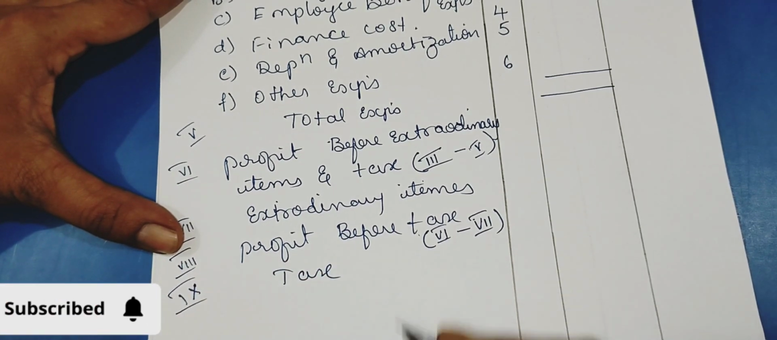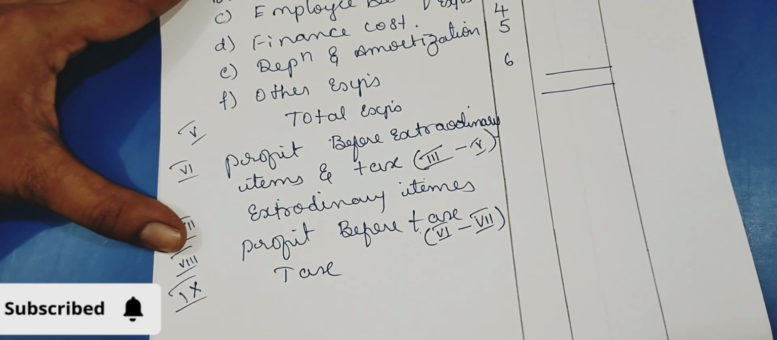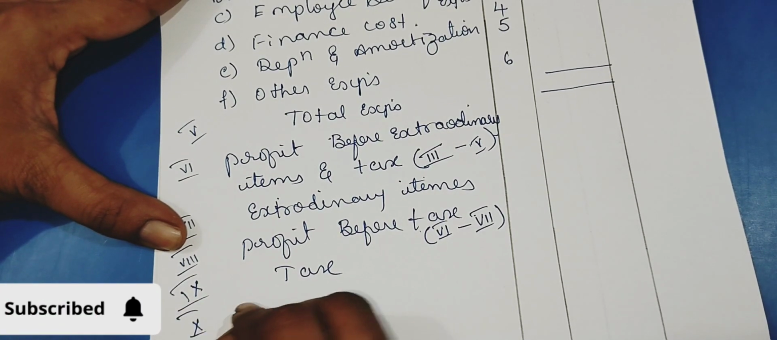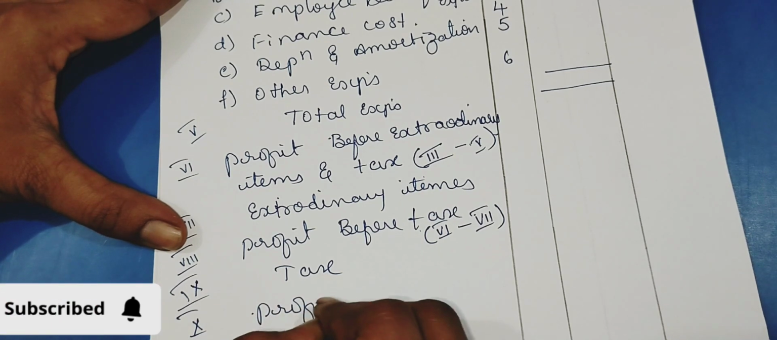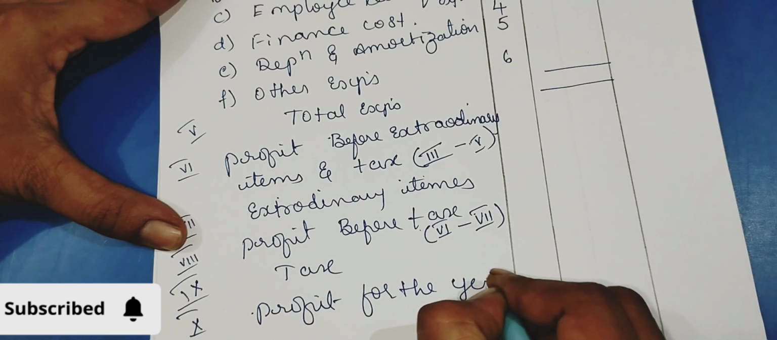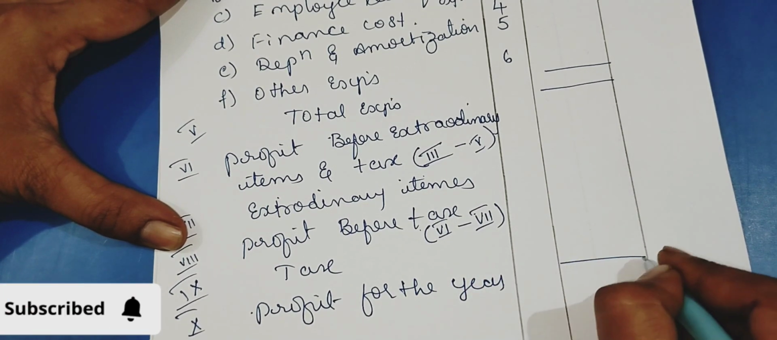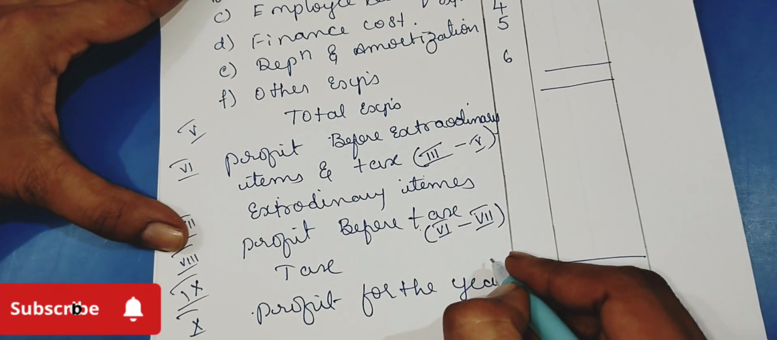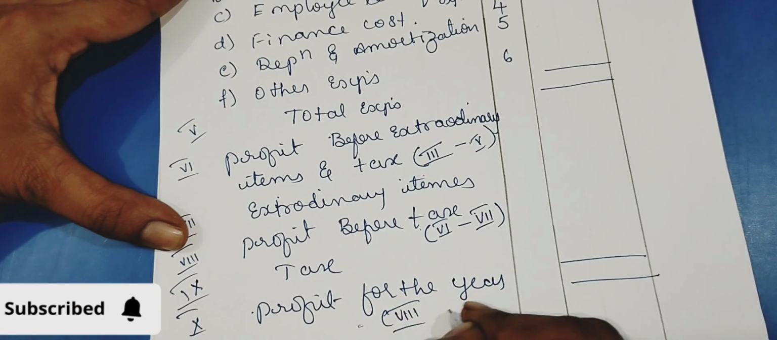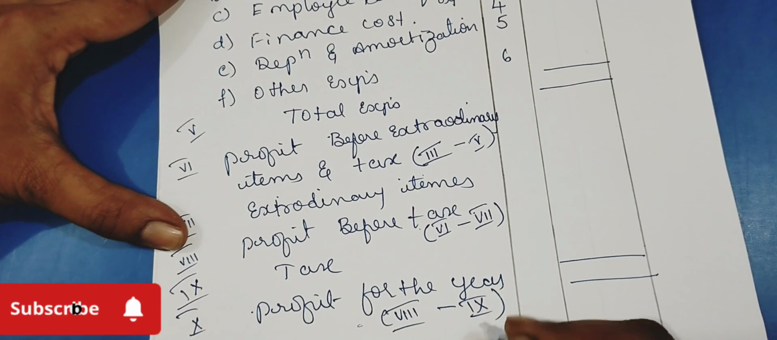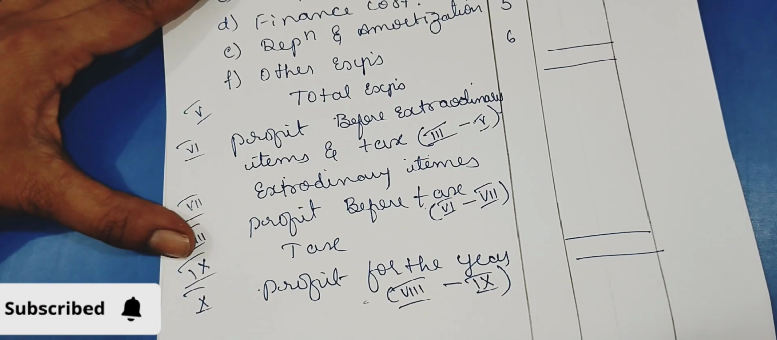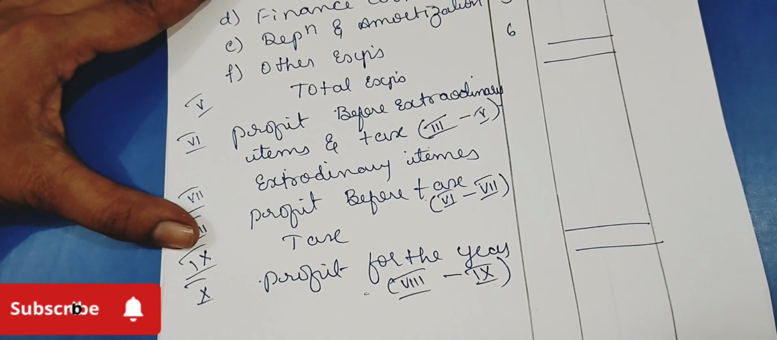Less tax. Tax we are minusing. Once we minus tax, we will get profit for the year. Profit for the year, that is, from profit before tax, the 8th item, you are minusing the tax, 9th item. You will get profit after the tax. That is profit for the year.